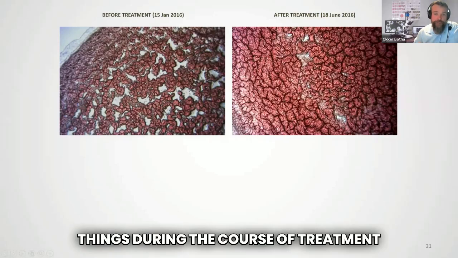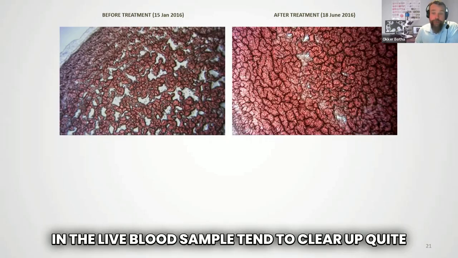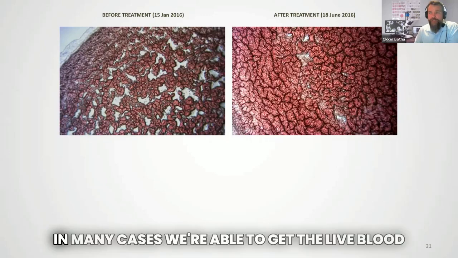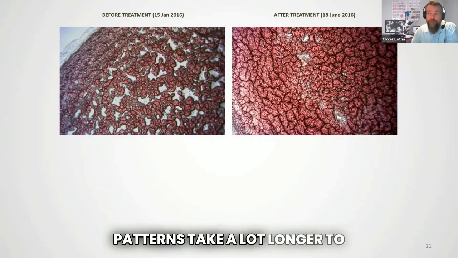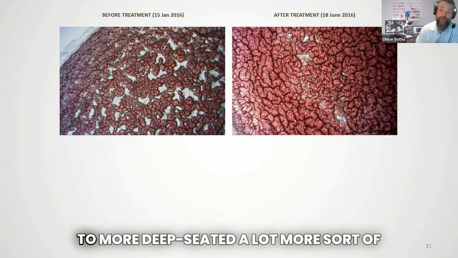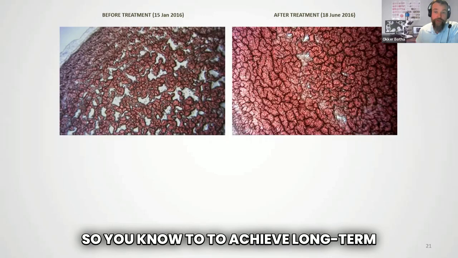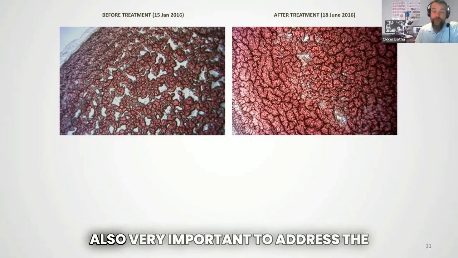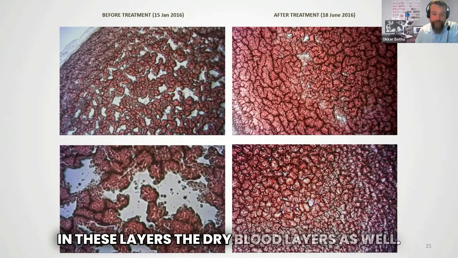And it's really, really helpful and valuable to keep monitoring these things during the course of treatment, because often what we find in practice is that these anomalies that we've seen in the live blood sample tend to clear up quite quickly. After two or 3 months, in many cases, we're able to get their live blood images almost back to normal. But the dry blood patterns take a lot longer to shift because they relate to more deep-seated, long-term chronic issues in the case. So, to achieve long-term lasting results in our clients, it's also very important to address the issues that we see in these layers, the dry blood layers as well.